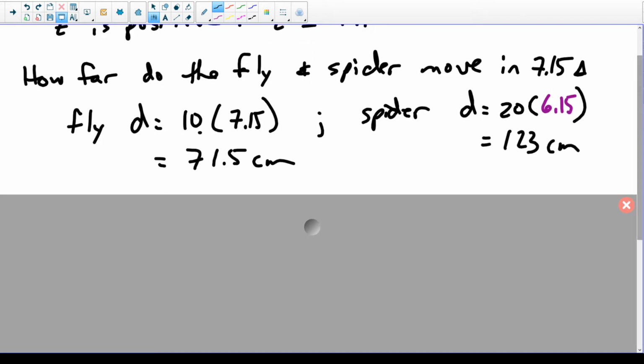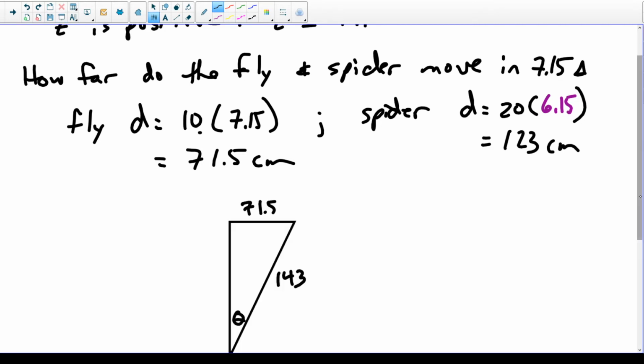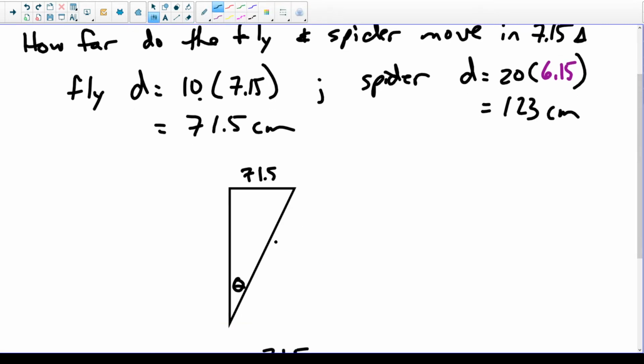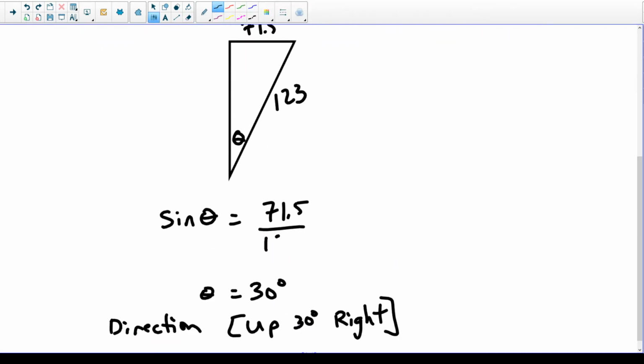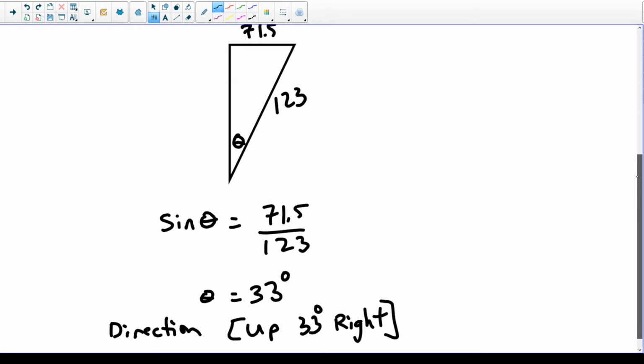Okay, so the distance that the fly travels is 10 times 7.15, which is 71.5 centimeters. 20 times 6.15 is 123, which is going to make me have to change this picture as well, which is also going to make me change how I figured out the angle that the spider is going at. So I can't remember, but I think it's somewhere around 33 degrees, if I'm not mistaken. Somebody can correct me if I'm wrong there. I don't feel like recalculating it again. But yeah, that's the solution to that question.